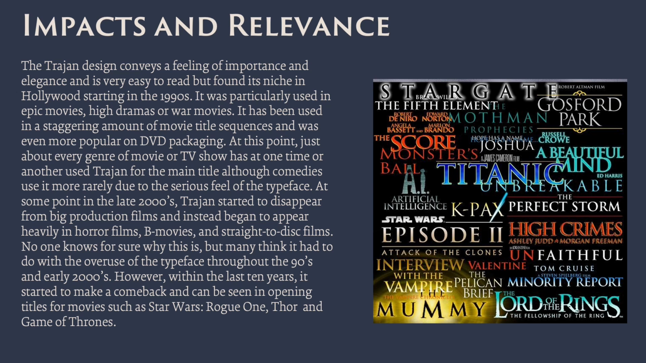At some point in the late 2000s, Trajan started to disappear from big production films and instead began to appear heavily in horror films, B-movies, and straight-to-disc films. No one knows for sure why this is, but many think it had to do with the overuse of the typeface throughout the 90s and early 2000s. However, within the last 10 years, it started to make a comeback and can be seen in opening titles for movies such as Star Wars, Rogue One, Thor, and Game of Thrones.